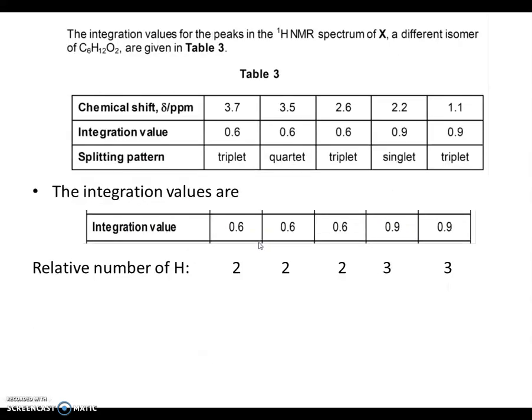Okay. Right, so the first thing is the integration values. We've been given a ratio: 0.6, 0.6, 0.6, 0.9, 0.9. We need to divide through by a number to give us a common factor. If we divide each of these values by 0.3, that gives us 0.6 divided by 0.3 gives us 2, 2, 2, 3, 3.